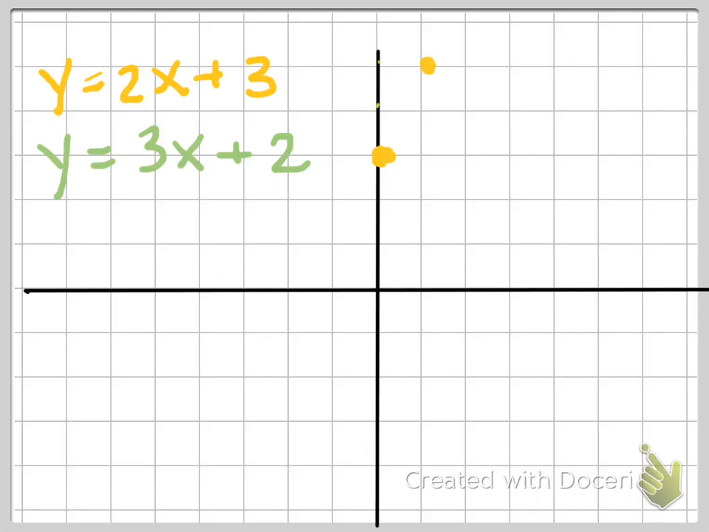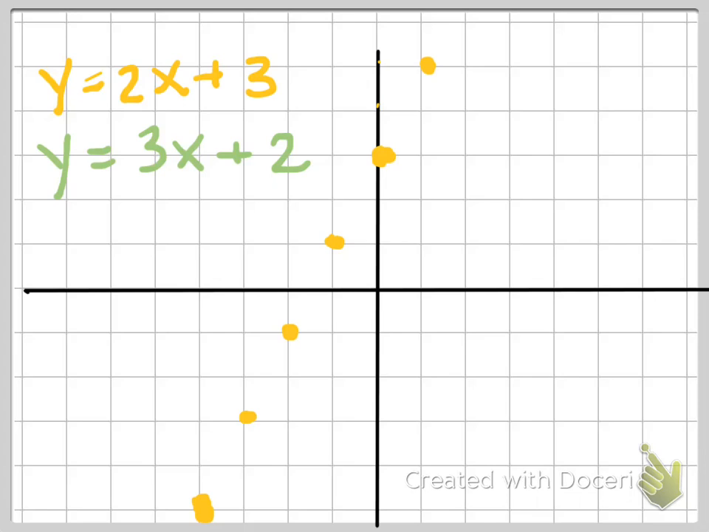I ran out of room on this graph, so I'm going to continue it backwards. From my y-intercept, I'm going to go down 2, left 1 to follow the pattern backwards. I'm going to fill up my graph. Alright, so that's 2x plus 3.